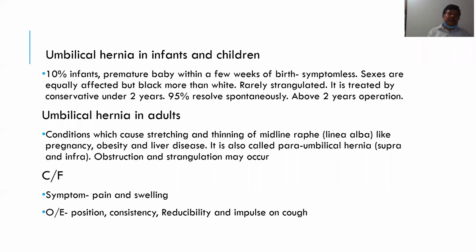Then on examination, the position is mainly where the umbilicus is protruding out along with the portion of the skin and the underlying content. So this swelling is present in relation with the umbilicus. Consistency: in case of omentum, omentocele, it will be firm in consistency. Otherwise, in case of enterocele, it will be doughy in consistency. And whenever you give pressure, it will reduce with a gurgling sound. Then reducibility is an important sign in case of uncomplicated hernia, and cough impulse is also present in case of umbilical hernia.